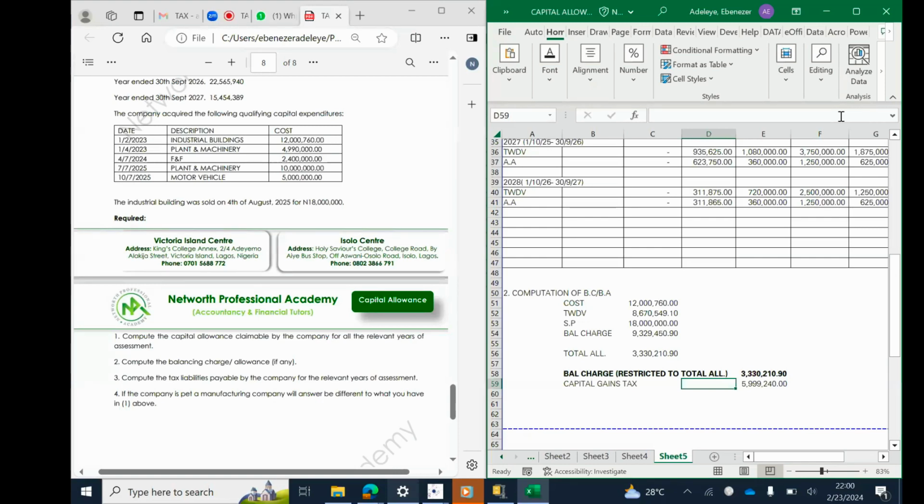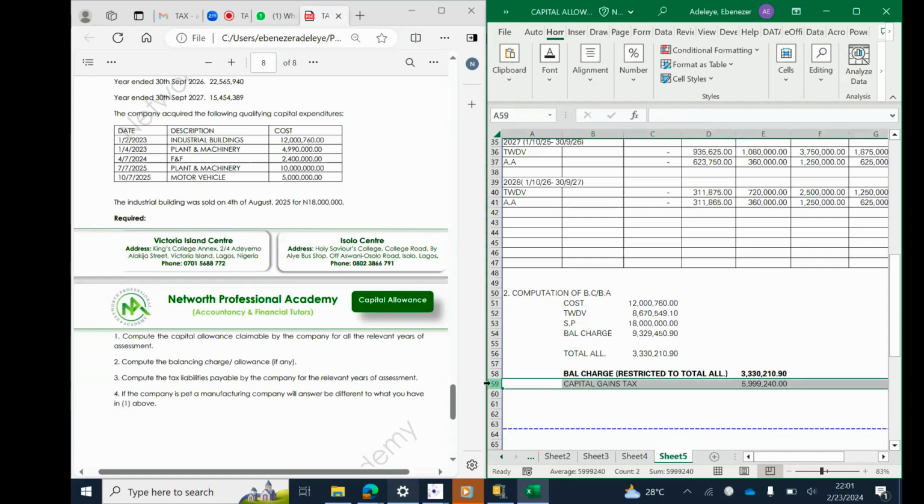This is what we are saying. When you are computing for balancing charge, maybe I should not call this balancing charge. So when we are computing for balancing charge, the law says that we must restrict the balancing charge to the total allowance that the asset has enjoyed during the year.